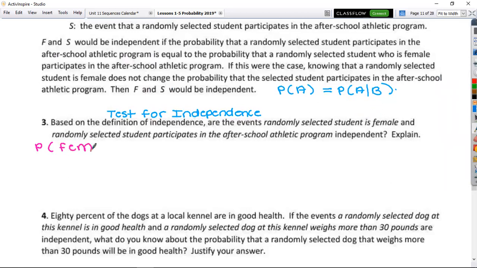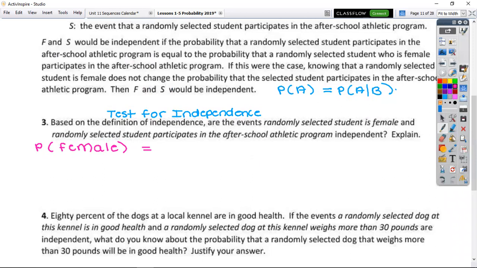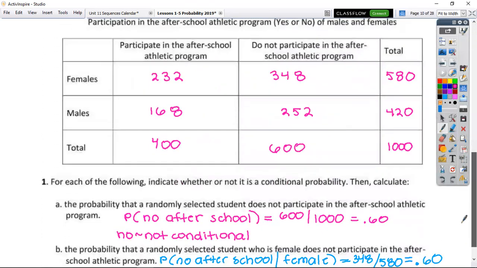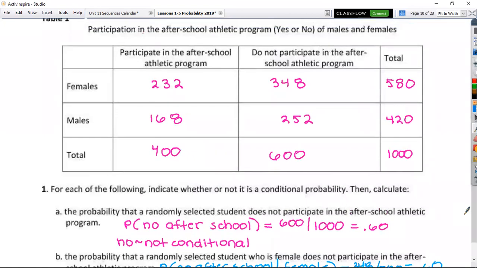I'm going to go back to my table and circle this in pink because I want to show you a pattern that makes this really easy to do. So I'm going to circle probability of being female. All right, what do we got here? Probability of being female is? 580. Out of how many? Yep.